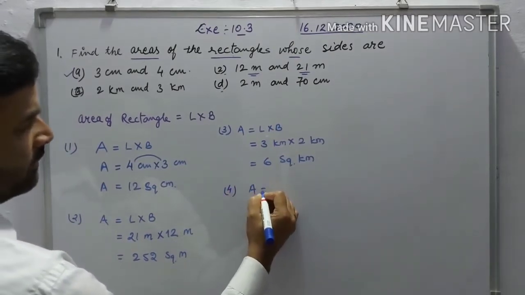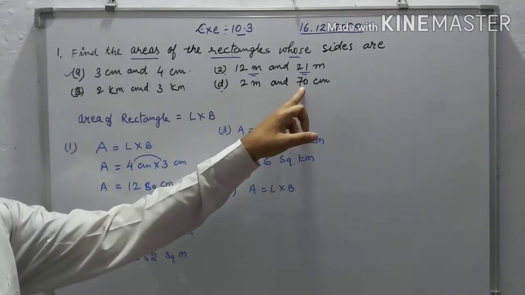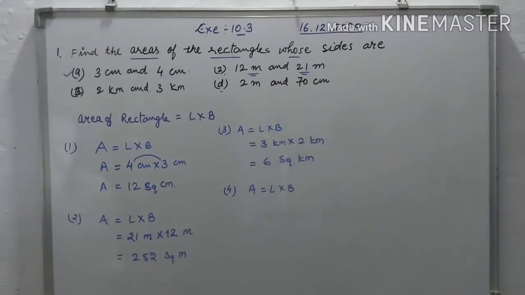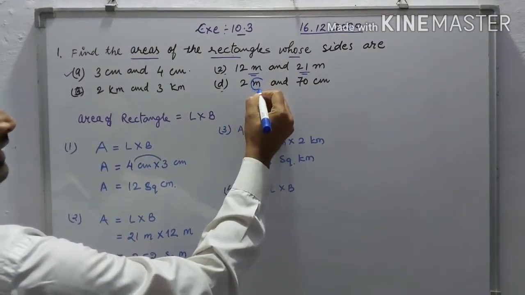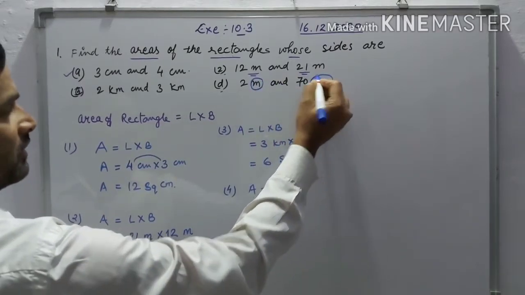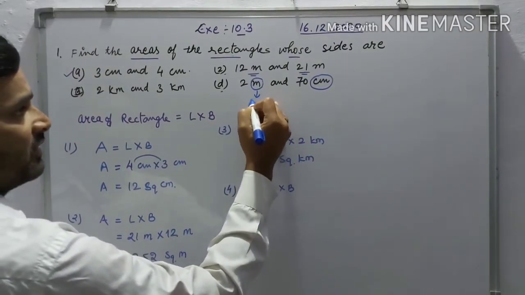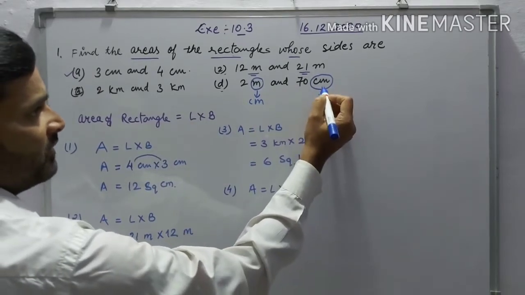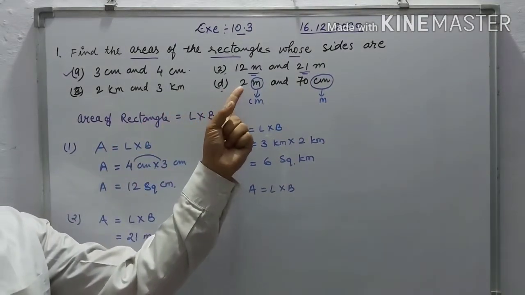Okay, now the fourth question. Write A is equal to L into B. In the fourth question we are given 2 meter and 70 centimeter. Find the area. Before that, you have to change the units so that both units are the same. Here is meter, here is centimeter, so don't multiply directly. First change the unit: either change to centimeter, or the second option is change centimeter to meter. Any one can be changed.